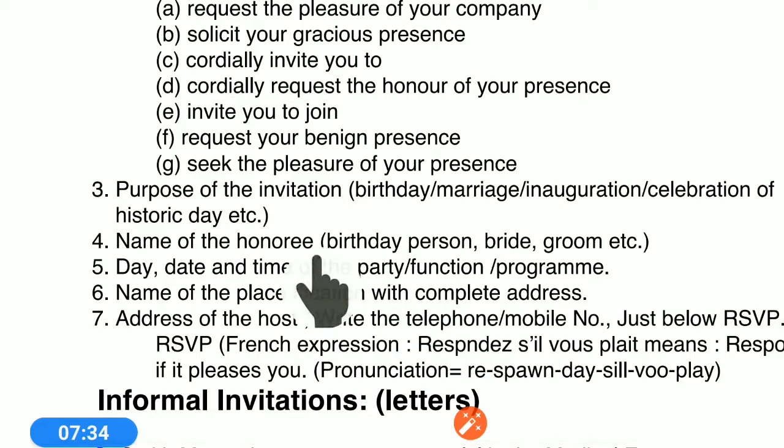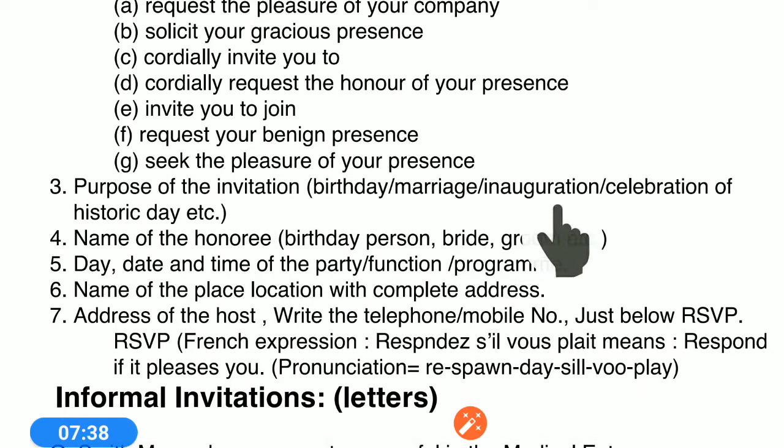Then the purpose of the invitation, for example birthday, marriage, inauguration, celebration of history day, etc. Name of the honoree, means the birthday person, bride or groom. Then we have to include the day, date and time, as I told you, of the party, function or program. Name of the place, location with complete address, and address of the host. Write the telephone and mobile number just below RSVP. So this is all about today.